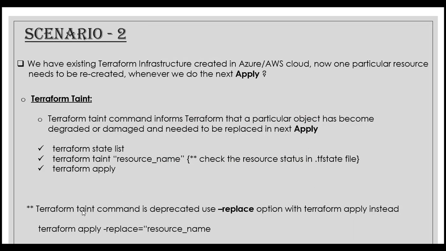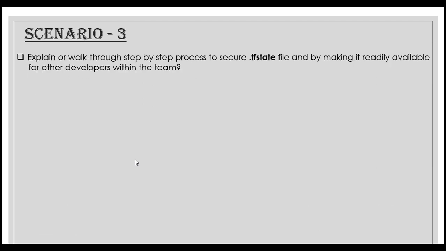Now an important note: the terraform taint command is deprecated. Instead of terraform taint you can use the -replace flag. This is how you can use it: terraform apply -replace equals the resource name. You can get the resource name with the state list. That's it from this scenario. Let's go back to the third scenario.